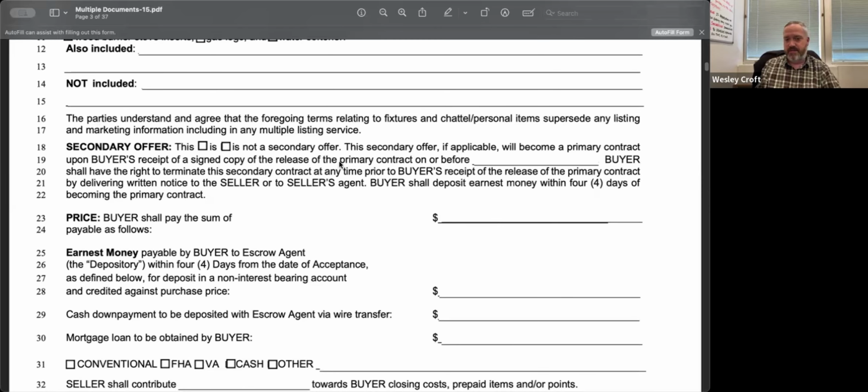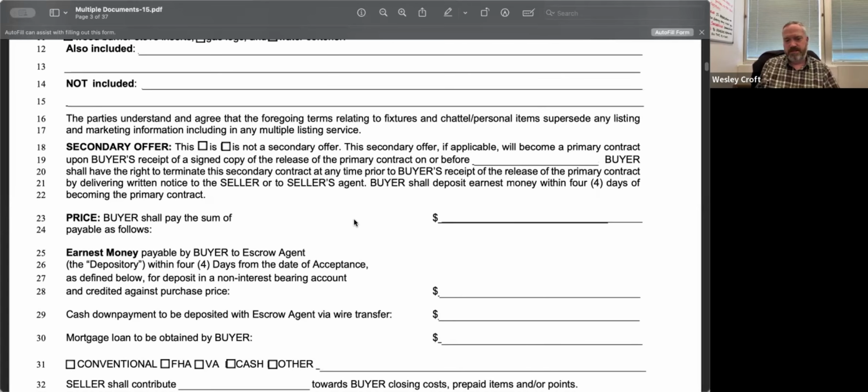Here, lines 16 and 17 even outline this even more. The parties understand and agree that the foregoing terms related to fixtures and chattel/personal items supersede any listing and marketing information included in the MLS. So anything that you write on there is going to supersede what they put in the MLS. So just make sure all those things match up.